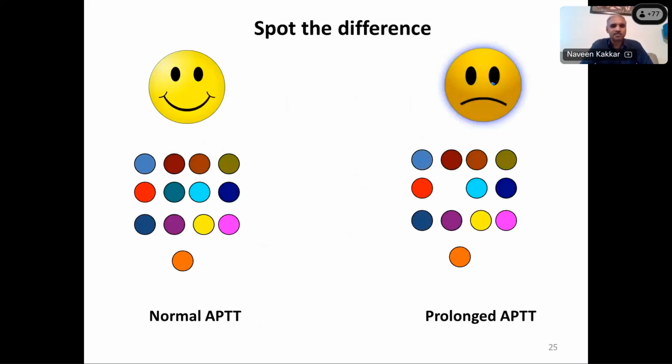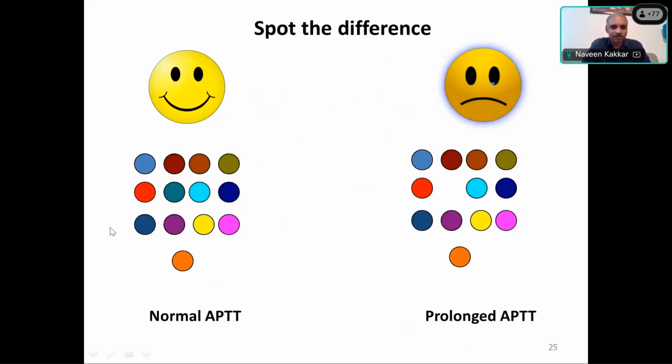So spot the difference, easy. What's the difference between the two? The green circle is missing, sir. And one is not a smiley face. So I just drew this cartoon to illustrate.